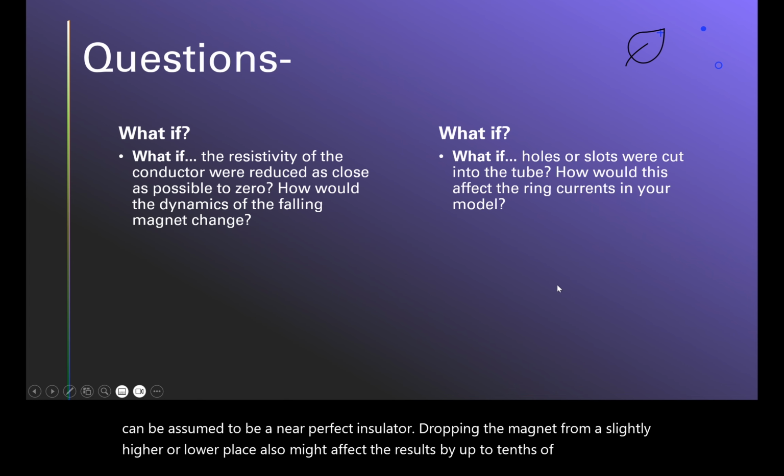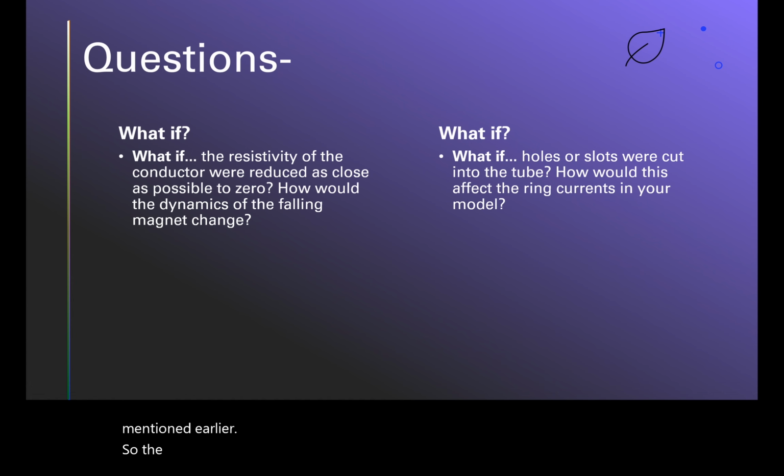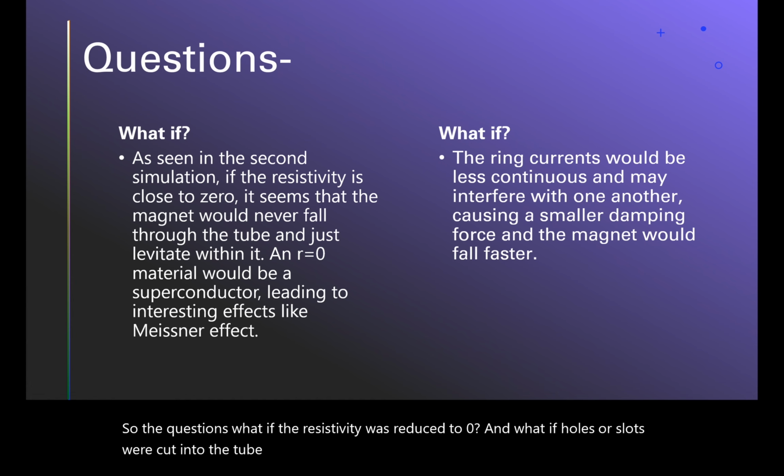So the questions: what if the resistivity was reduced to 0, and what if holes or slots were cut into the tube, how would that affect the ring currents? The answers are, as seen in the second simulation, if resistivity is close to 0, it seems like the magnet would never fall through the tube and just levitate within it.